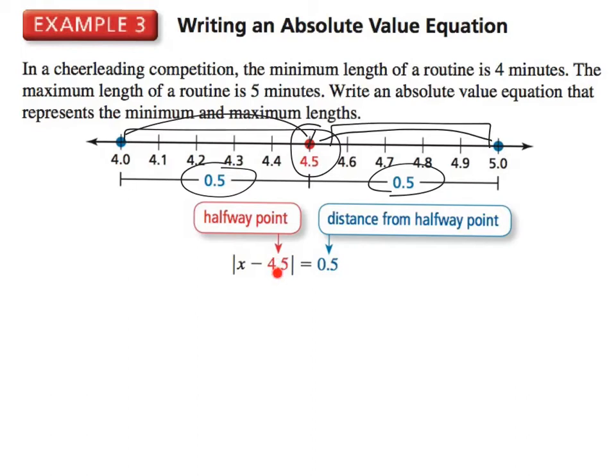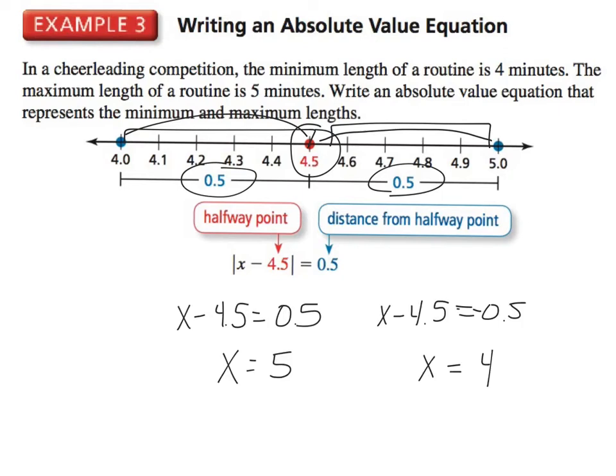So the halfway point goes here, the distance from the halfway point goes here. So you're going to have the absolute value of x minus the halfway point equals the distance from the halfway point. Now, solve this on your own. If you solve that, you get this, which if you look, we know that the minimum and maximum lengths would be 4 and 5 minutes. So we just wrote an absolute value equation that proves our problem.